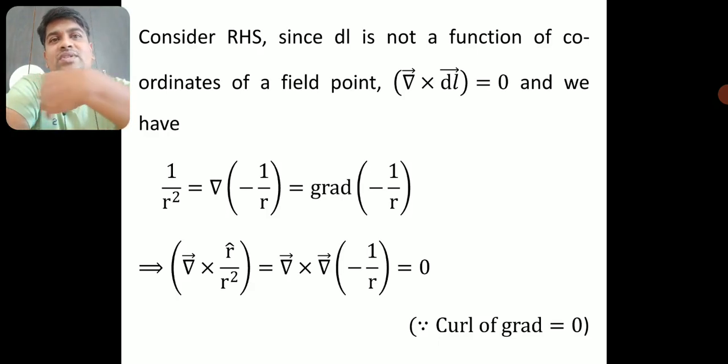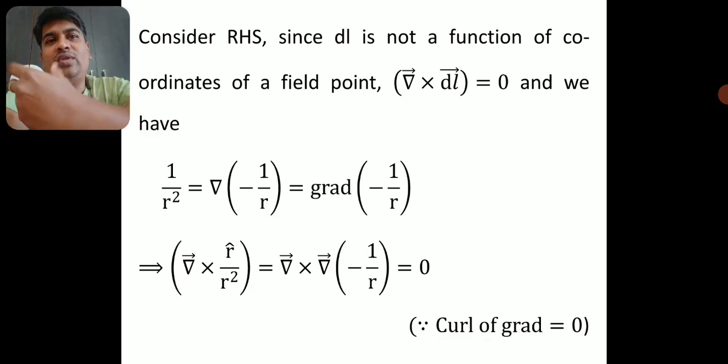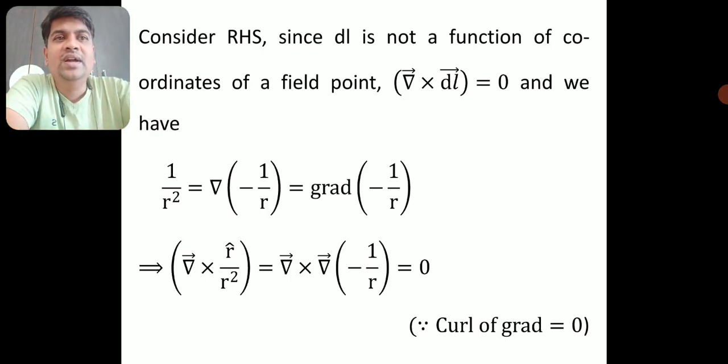When you do a curl for a rotational vector, it has some meaning. It has some non-zero value for a rotational vector. But dl is a length of the conductor. It is not a rotational vector. It is absolutely a length of the conductor. When you do a curl of that, it will be zero.